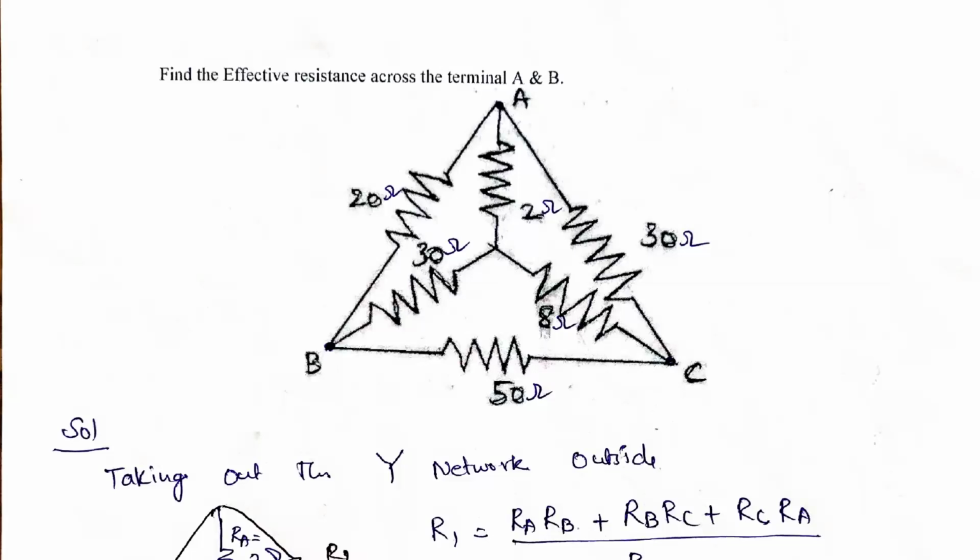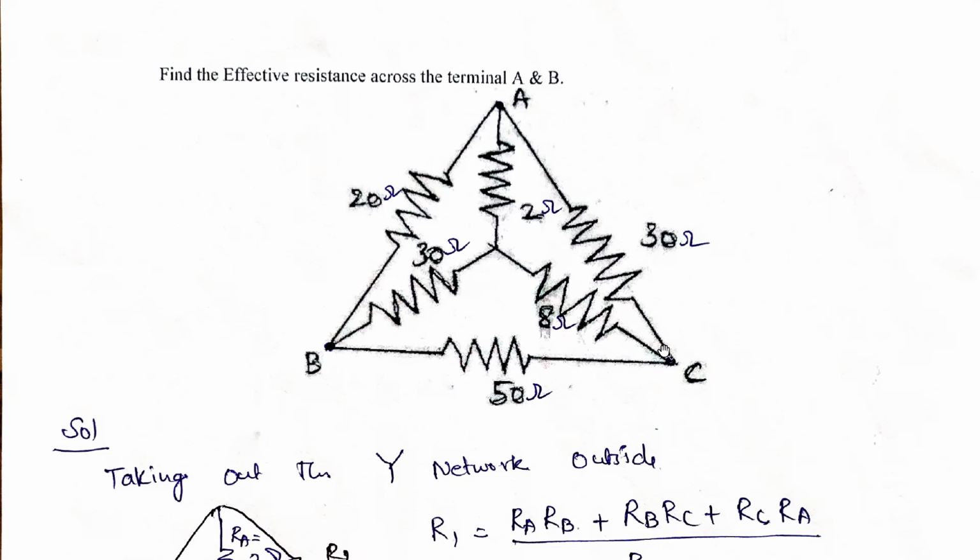Today we are going to solve a circuit on star delta transformation. Take down this problem. Find the effective resistance across the terminals A and B. So one network is given, with points A, B, and C. We need to find the effective resistance across A and B as given.